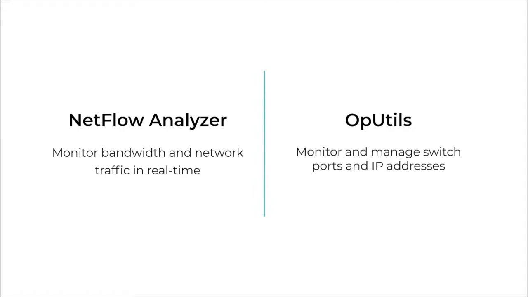OpUtils basically constitutes two products or two modules, we can say, which are IP address management and switch port management. These two modules within the OpUtils product give administrators a great deal of control and visibility in their IP subnet configuration, as well as on the switch ports and how the switch ports are actively being used. These two together give us the advantage over the complete network infrastructure where we can easily identify and troubleshoot a network issue.